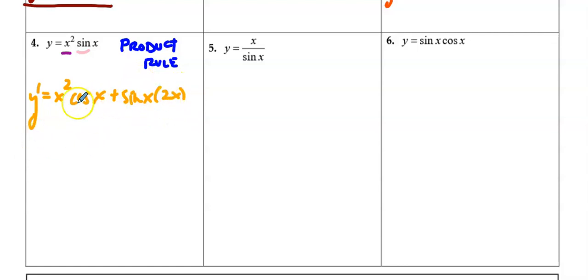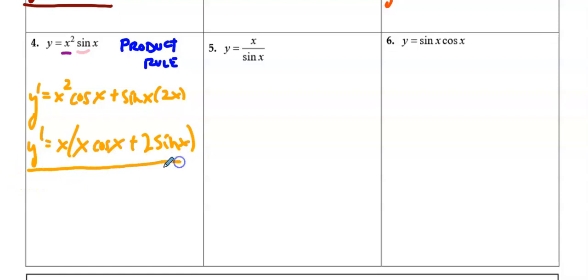And this is a legit answer, by the way, this is totally legit, but you can say that the only thing else I could pull out of this is an x. So we can go ahead and pull out an x, and we get our function like this. And this is a legit answer for this problem. Okay? So that's example number 4, a good example of when you absolutely have to use the product rule.